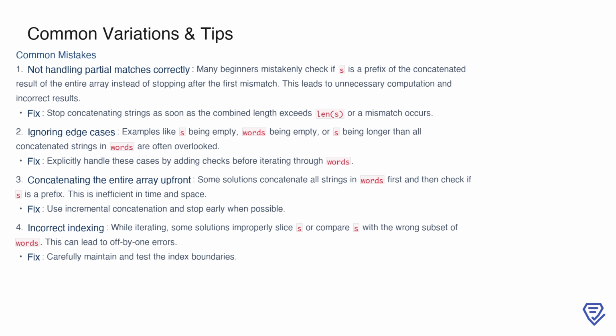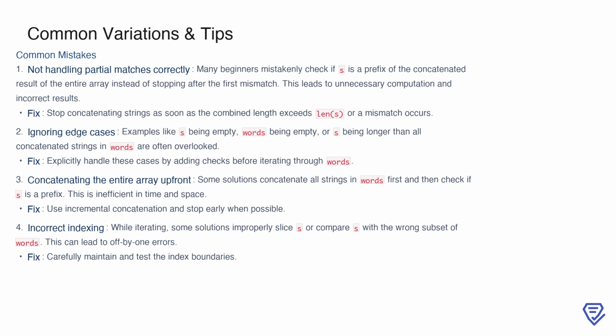Instead of stopping at the first mismatch, many solutions unnecessarily continue concatenating the strings in the array, which wastes computation and can lead to incorrect results. To fix this, you should stop concatenating as soon as the combined length of the strings exceeds the length of S or when a mismatch is found.